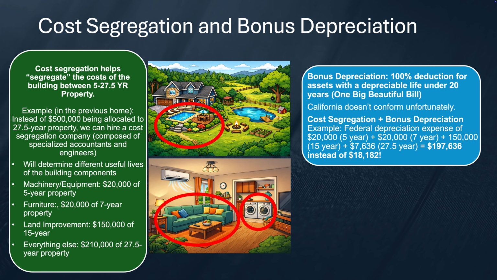California doesn't conform, unfortunately. Although you can do bonus depreciation on your federal tax return, you cannot do that for California purposes. So when you do bonus depreciation, you'll have a lower federal profit than California.